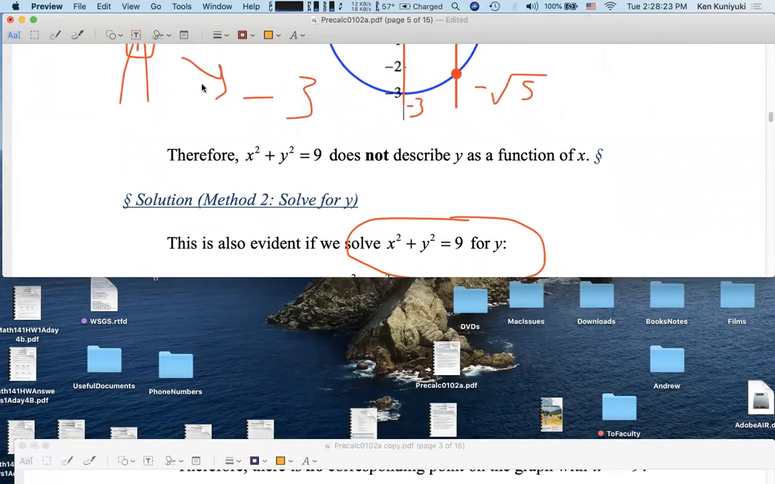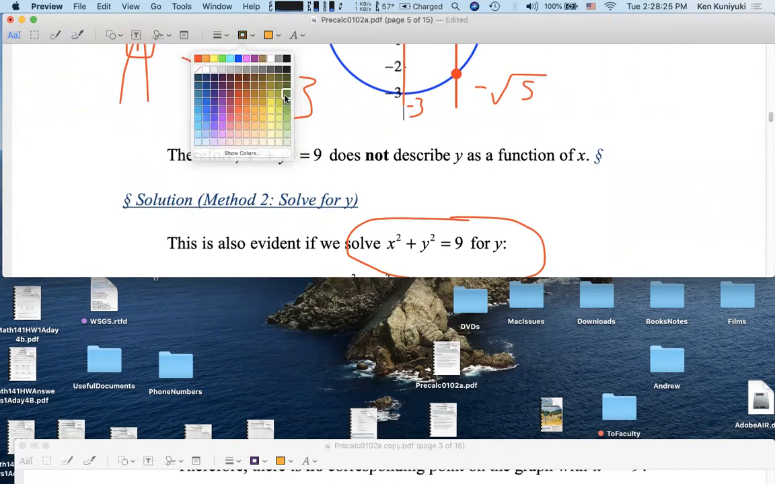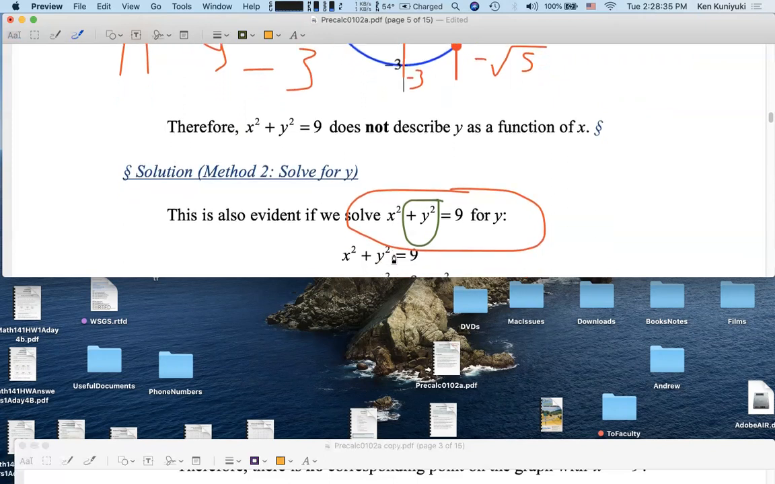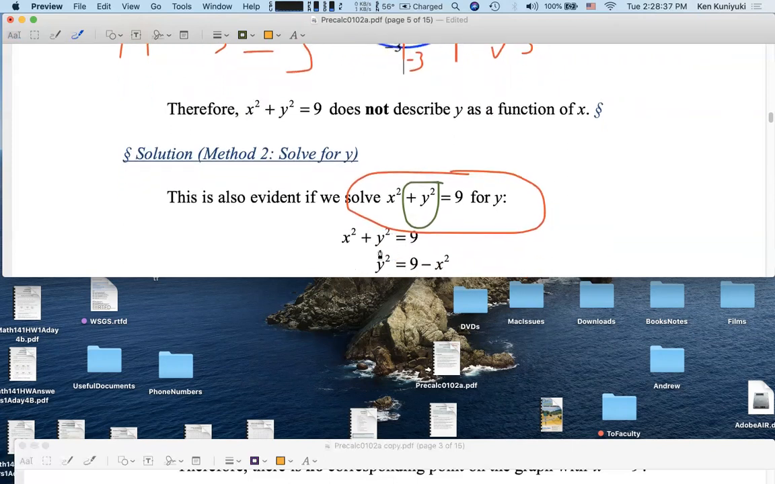So first off, let's isolate the y squared term. How would we do that? We would do what with the x squared? We would subtract it from both sides. So we take x squared plus y squared equals 9, and we subtract x squared from both sides. So on the left side, we're left with the y squared term. On the right side, we have 9 minus x squared.